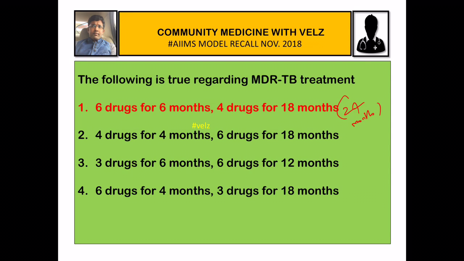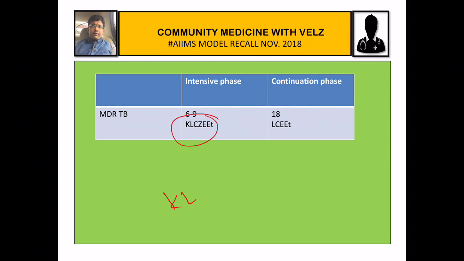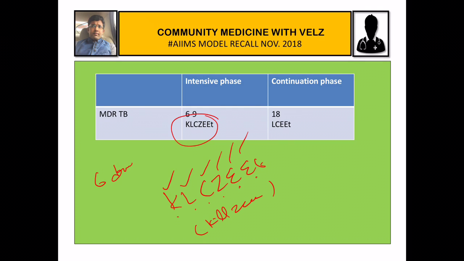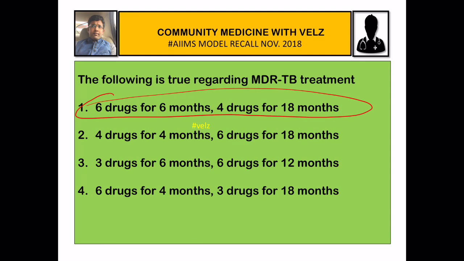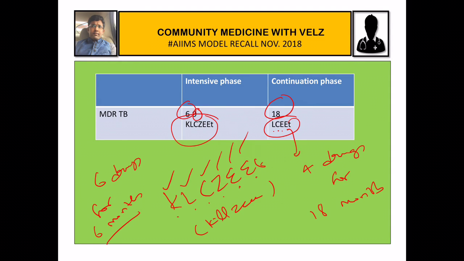You would have all seen the Padmavat movie. So the mnemonic is Kill Z. You can remember it like Kill Z. So 6 drugs, Kill Z: kanamycin, levofloxacin, cycloserine, pyrazinamide, ethambutol and ethionamide. So you have 6 drugs for 6 months, maximum of 9 months. Then 4 drugs for 18 months. So this represents the months, 6 months, 18 months. That is levofloxacin, cycloserine, ethionamide and ethambutol. So 6 drugs for 6 months and 4 drugs for 18 months. So Kill Z, then LZ, LC.